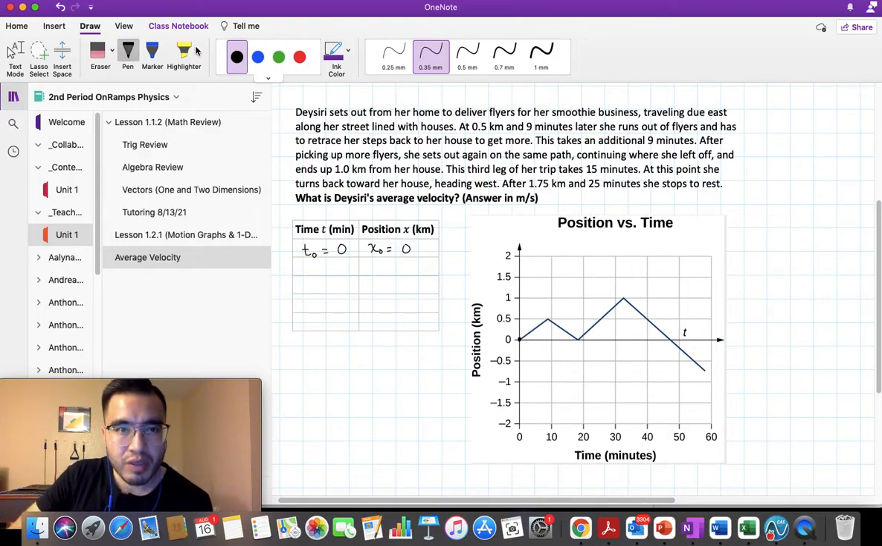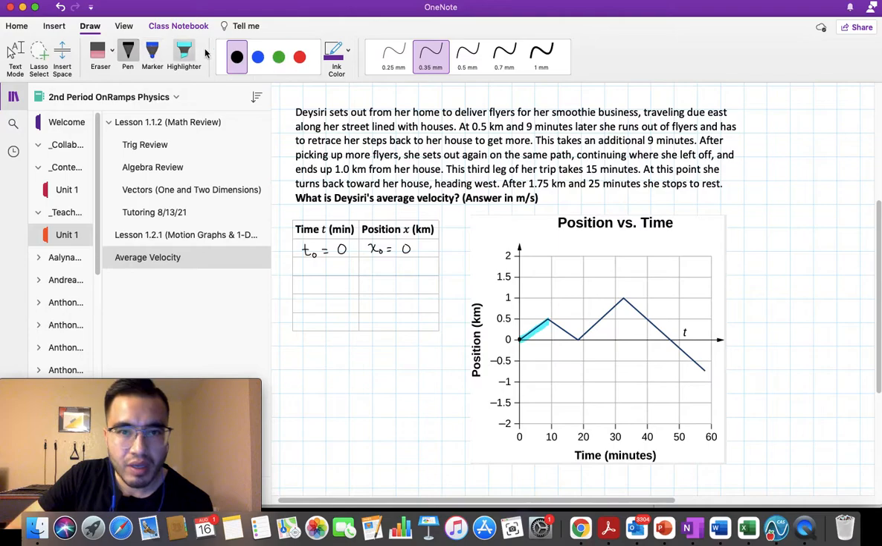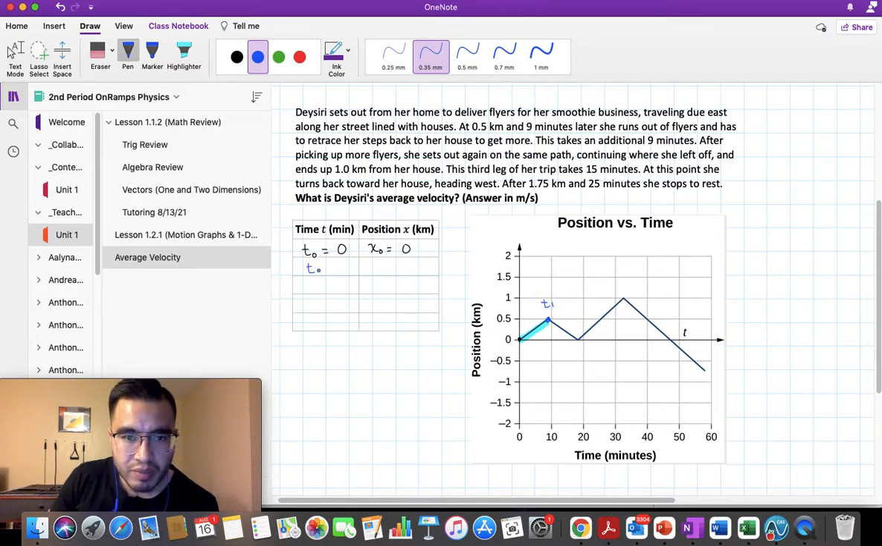Now the first one, so let's use highlighter, would be from here to here, right? So at this point, this is t1. So at t1, as per the problem, the time was 9 minutes. And after 9 minutes, Daisy was at 0.5 kilometers from her house. So x1 is 0.5.